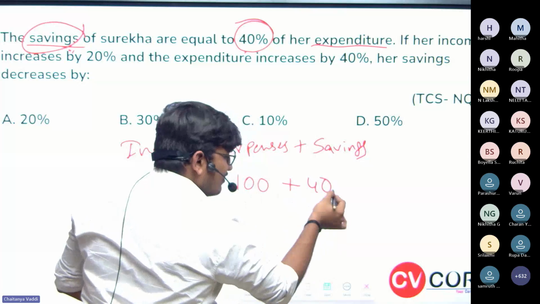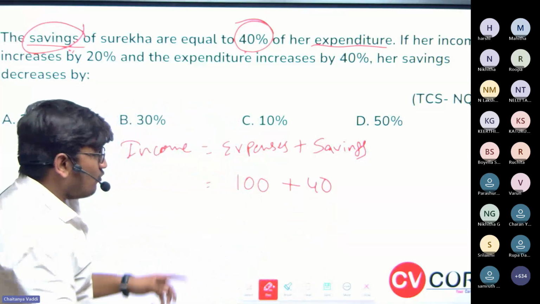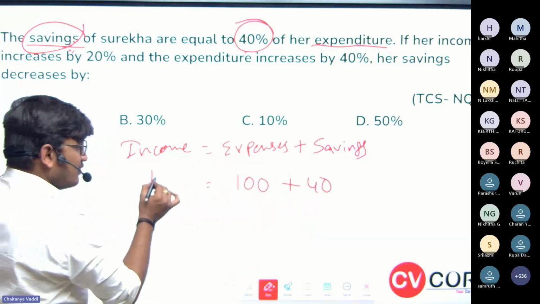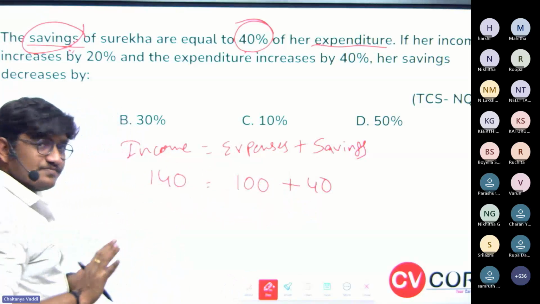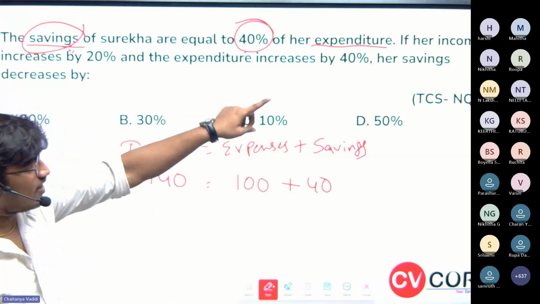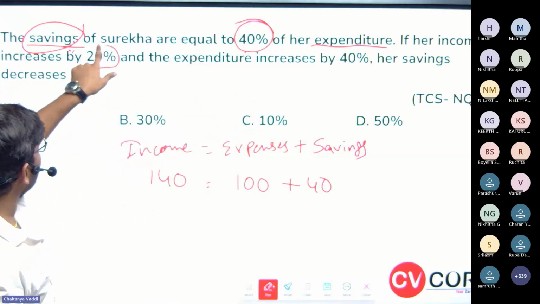So can I say that her savings will be 40 rupees? Now, what will be her income after knowing expenses and savings? Obviously, we can say that her income is 140 rupees. Correct? Now, this is the logic we understood. Next, what happens if her income increases by 20%?